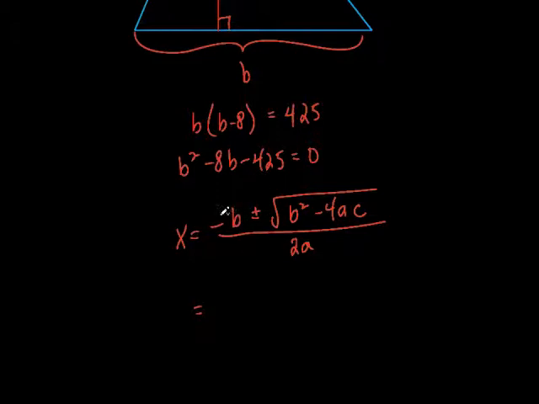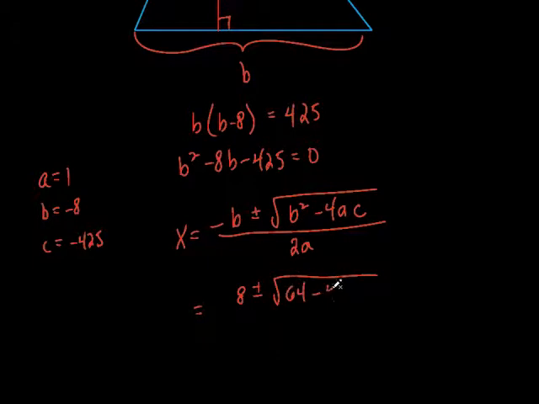Now what is the a, b, and the c? So a is 1. What's the b? It's negative 8. And what's the c? It's negative 425. So you just put those numbers in here. This says the opposite of b, so that's positive 8, plus or minus square root of b squared. So negative 8 squared is 64 minus 4 times a, which is 1, times c, which is negative 425, over 2 times a, which is just 2.